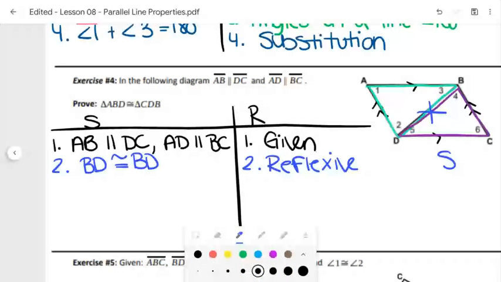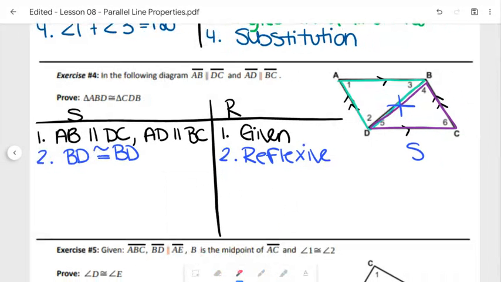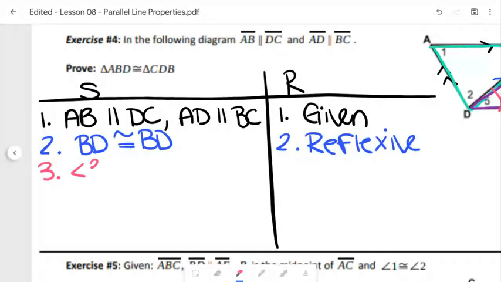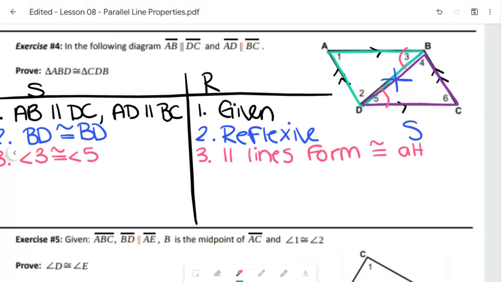Now, because I have parallel, in this case, I should notice that I have a Z shape, right? And that Z shape leads me to the angles in between. So my angles 3 and 5 are going to be congruent. Okay, again, my reasoning here is parallel lines form congruent alternate interior angles.